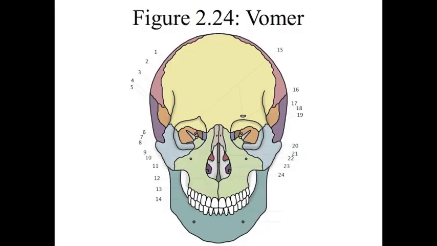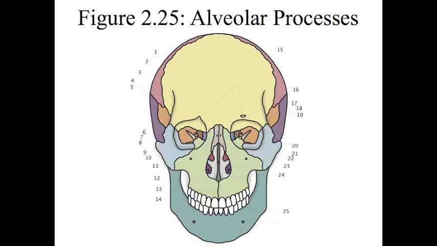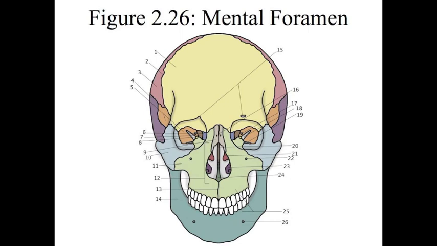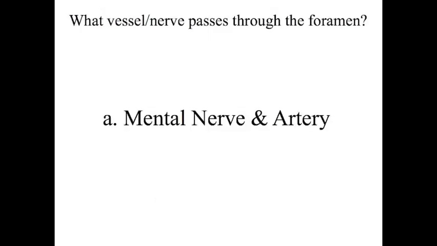This is a separate bone, so don't get it mixed up with the middle nasal concha because those are part of the ethmoid bone. The inferior nasal concha have their own bone. Number 24 is the vomer. It's another individual bone and it makes up your nasal septum. Number 25 is the alveolar processes. On both the maxilla and the mandible, there are spots where your teeth go. These are called the alveolar processes. Number 26 is the mental foramen. It's another easy one because the mental nerve and the mental artery pass through it.